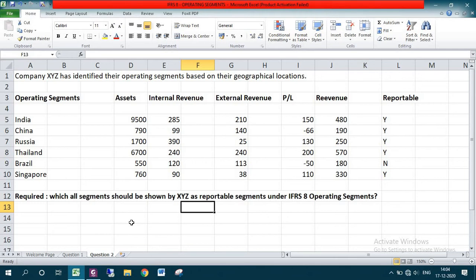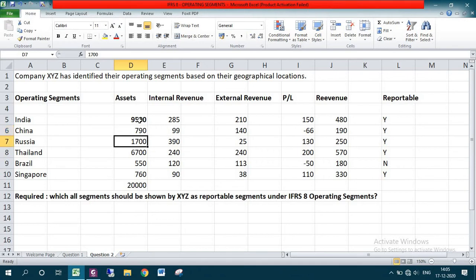Let me just sum the assets first. So the assets is 20,000. So any country that has more than 2,000 in assets will be classified as a reportable segment. First, India. It has assets worth 9,500. I'm making it bold. So it qualifies as a reportable segment. The next is China. It has 790. So it's enough for China.